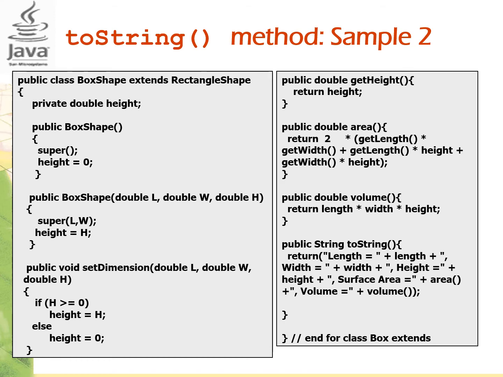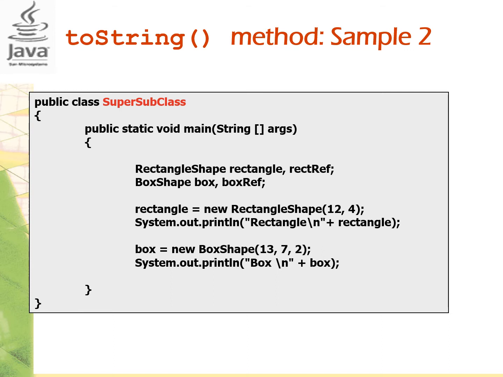So those are the two classes that you have, and then this one shows how you can actually call toString. There are two variables: rectangle ref, whose type is rectangle shape, and the second one is box ref.